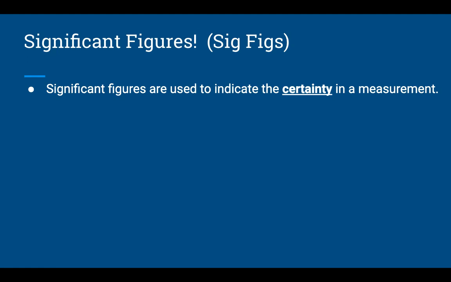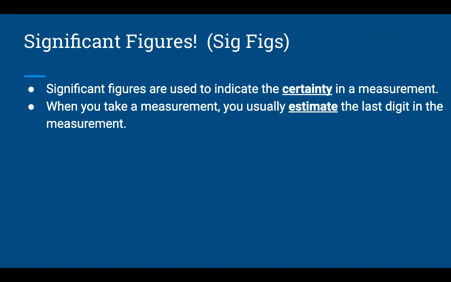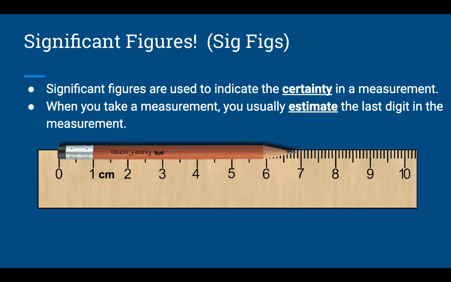So what are significant figures? They're used to indicate the certainty in a measurement. How certain is that measurement? How accurate is it? When you're taking a measurement, you're usually estimating the last digit. If we look at an example, you're going to measure the length of this pencil. I would say it's about 6.86. Someone else might say 6.88 or 6.85. That last digit is really an estimate because we don't know exactly what it is.